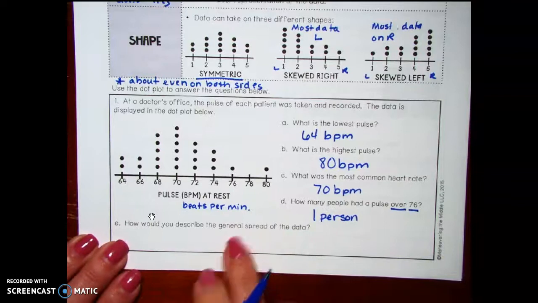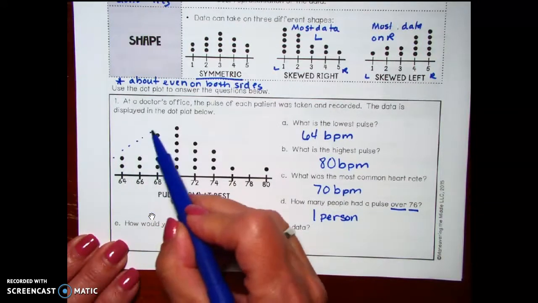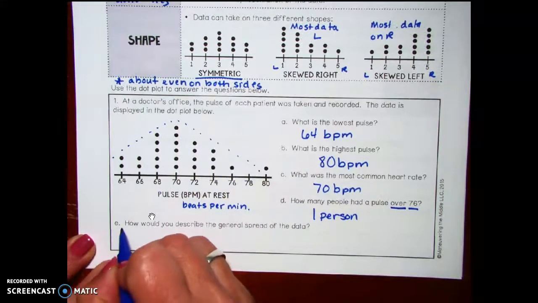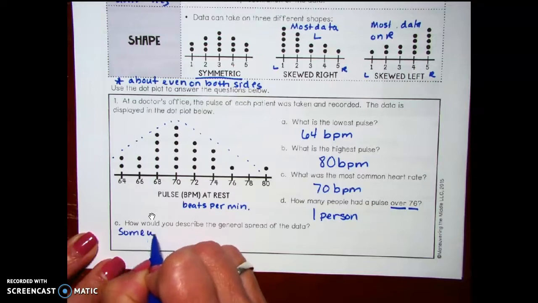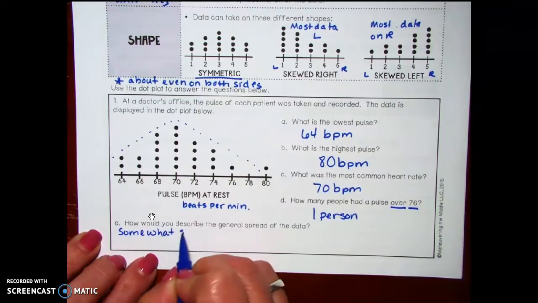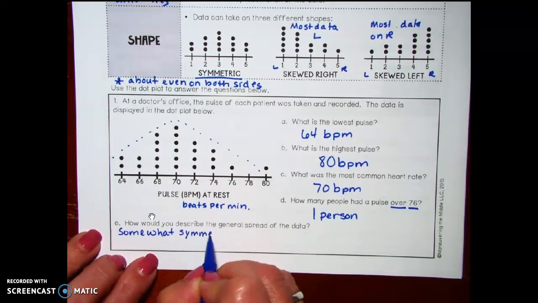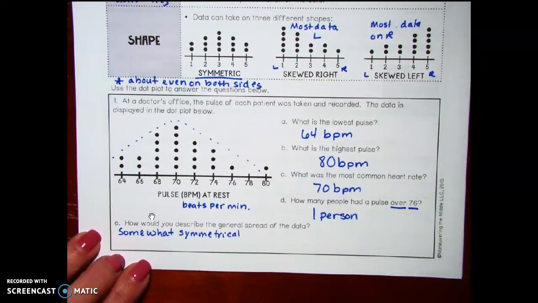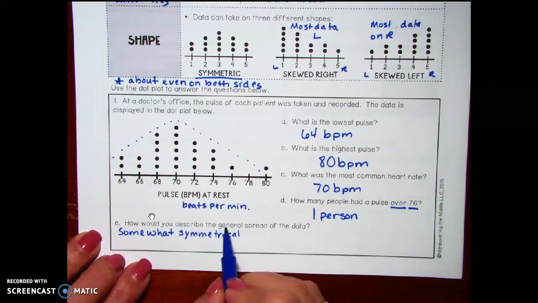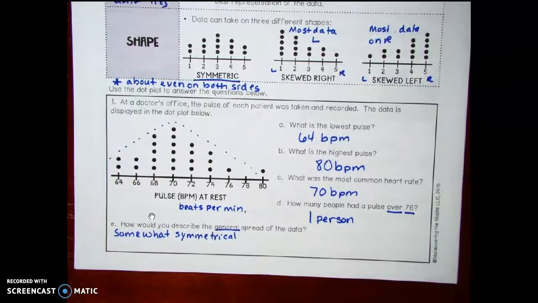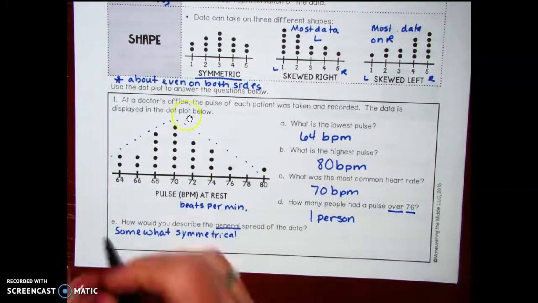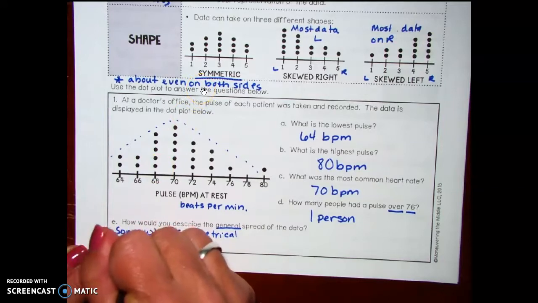How would you describe the general spread? Well, here is what I would look at. When I look at this, I would say it is somewhat symmetrical. It's not perfect, but it is somewhat symmetrical. And that's the general. General is important because it's not telling you to be super specific. Okay? Now I'm going to add on a couple of questions that they did not put in. So here's F. How many people were surveyed?